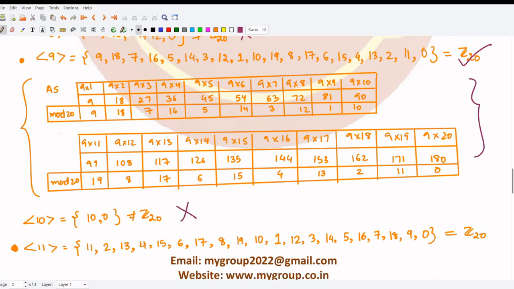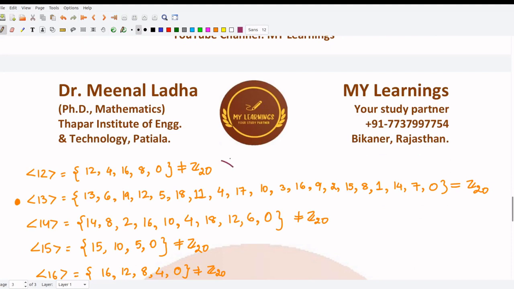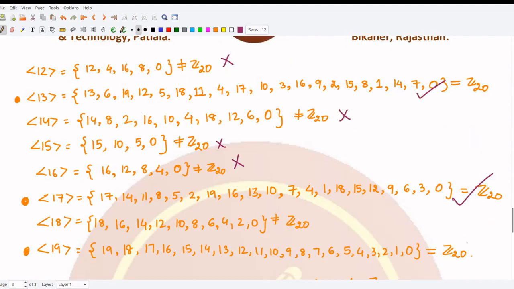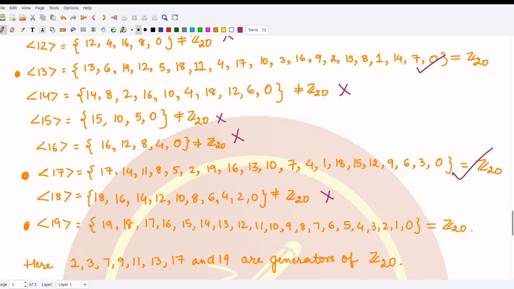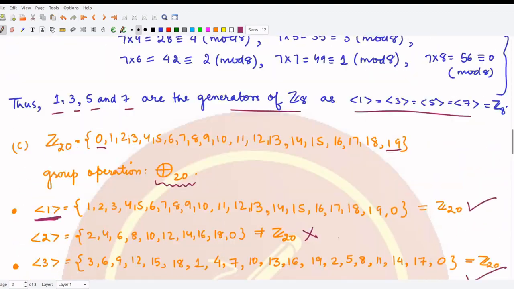10 is not a generator. 11 is a generator. 12 is not a generator. 13 is a generator. 14 is not a generator. 15 is not a generator. 16 is also not a generator. 17 is a generator. 18 is not a generator. 19 is a generator. So here you see we have 1, 3, 7, 9, 11, 13, 17 and 19 as the generators of Z20.